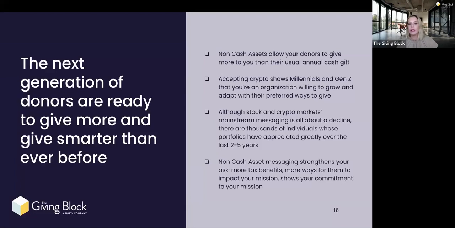Although the market might be down at the moment, it is still up over the last few years. Again, you hear a lot of mainstream messaging that everything's down, down, down. But if they've been in the market for more than a couple of years, more than likely they're going to be up. So non-cash asset fundraising strengthens your ask to them because you're providing them with more benefits. They will be making more of an impact to your nonprofit, as well as getting that tax incentive.